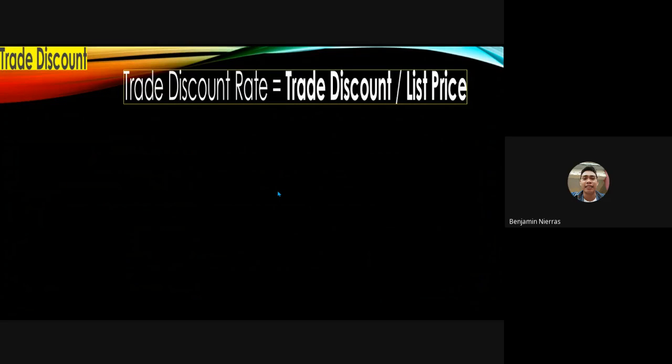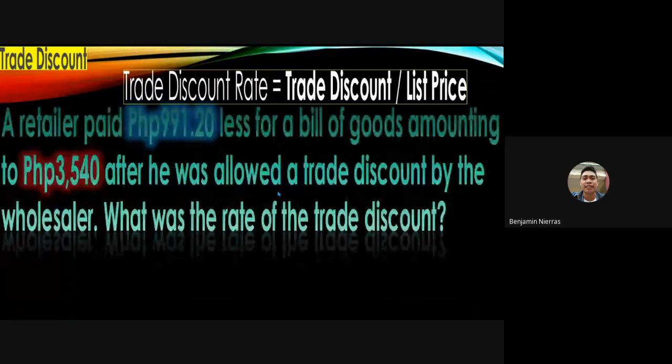Trade discount rate is equal to trade discount divided by list price. Again, trade discount, list price, the regular price or the original value. So, a retailer paid 991.20 less, no? Naka-menos ng 991.20 centavos from a bill of goods amounting 3,540 pesos after he was allowed by the wholesaler a trade discount. What was the rate of the trade discount?